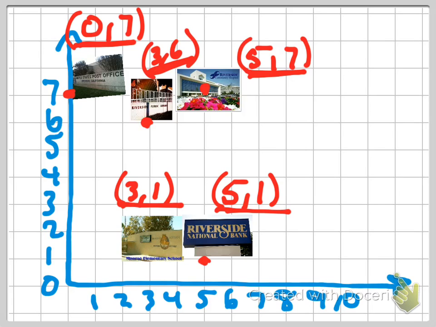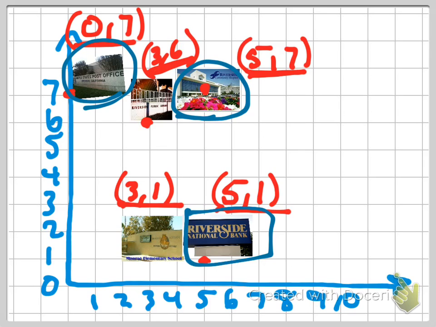So our question is, which building is farther away from the hospital, the bank or the post office? So let's hear that again. Which building is farther away from the hospital? So if this is the hospital right here, which one's further away? Would we say it's the bank down here, or would we say it's the library or post office over here?